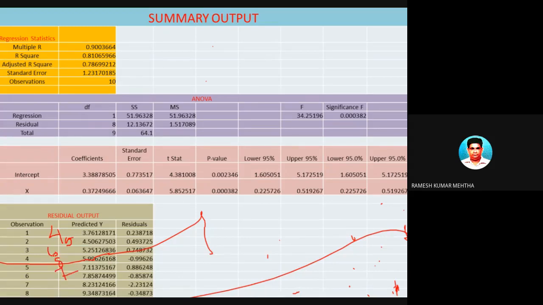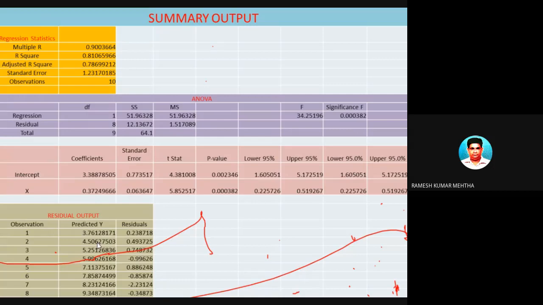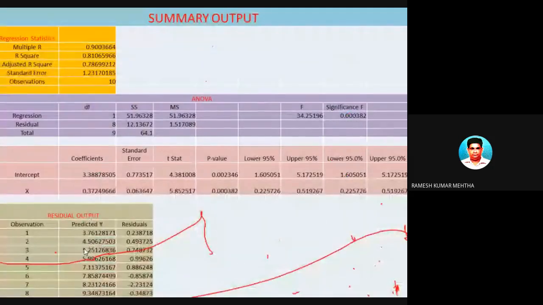And what was the x? X is equal to 1, 3, 5, 7. Sorry, just a moment. So the values of y are 4, 5, 6, 5, 8. These are the values.